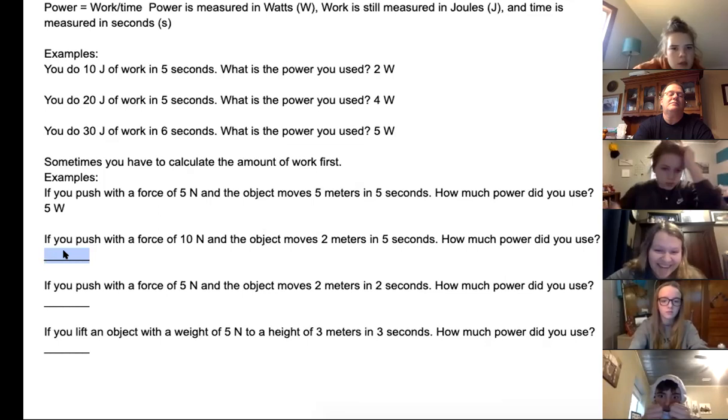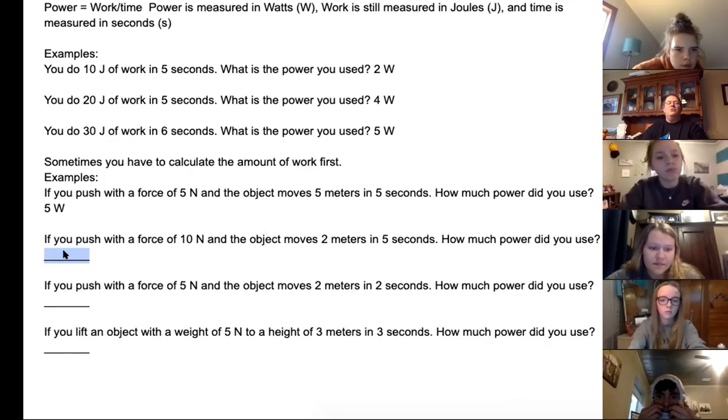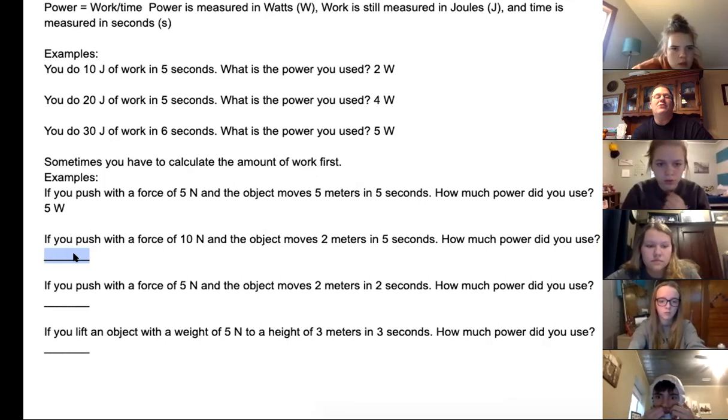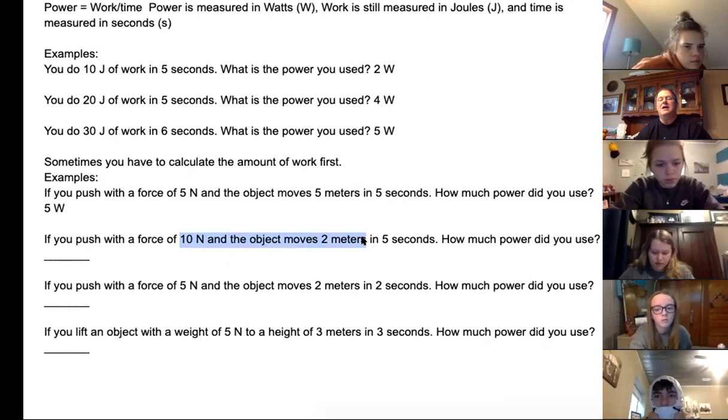Okay, Mackenzie, it's all you. If you push with a force of 10 newtons and the object moves 2 meters in 5 seconds, how much power did you use? So you first have to calculate your work. So you'd multiply those two. Divide by time. 4 watts.